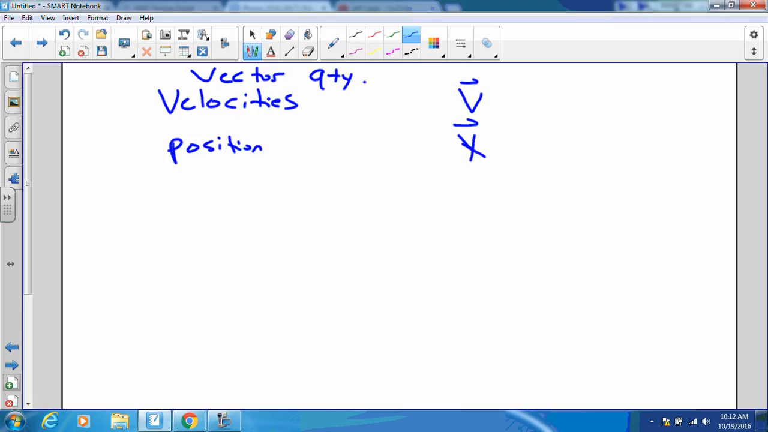Time is not a vector quantity. It doesn't have direction to it. I'm not going to go 6 seconds east. That lasted 5 seconds at an angle of 20 degrees. What other things have direction to it? Distance does not. It's the magnitude of your position.